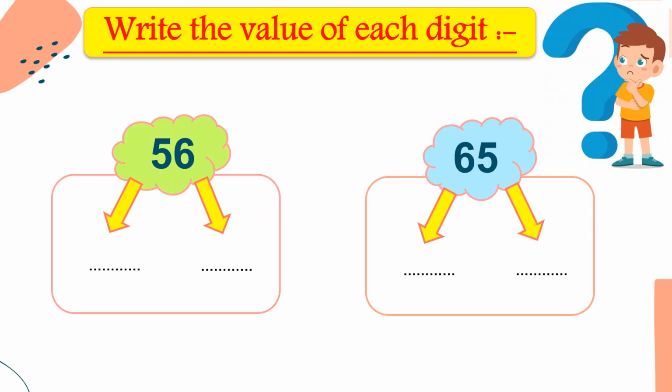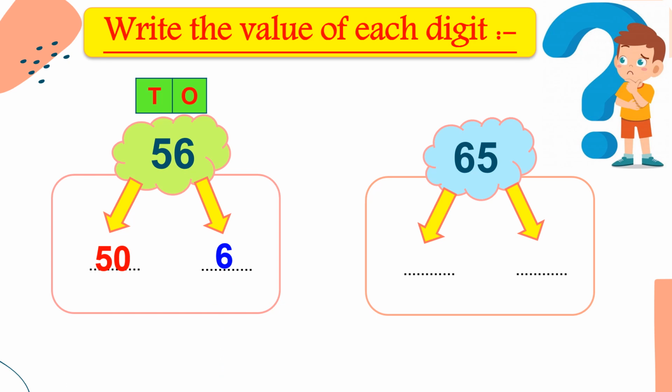Write the value of each digit. I have here 56. First step, I will put ones and tens. 5 under the Mr. Tens. Mr. Tens take only 1 0, so the answer will be 50. And 6 under the place of Mr. Ones. Mr. Ones don't take any 0, so the answer will be 6.